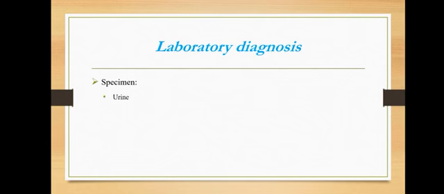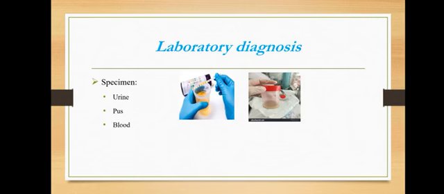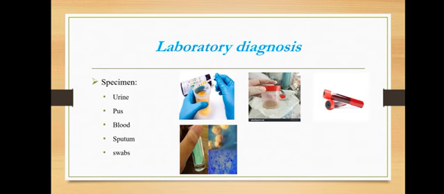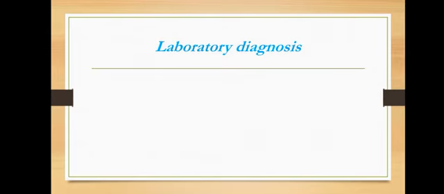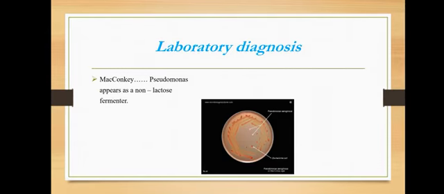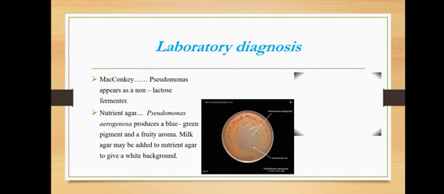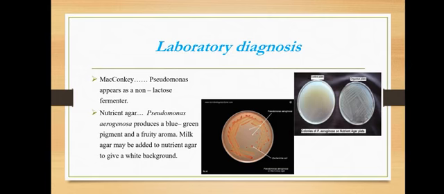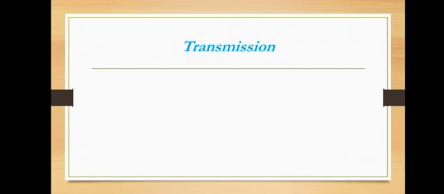Laboratory diagnosis: how can we diagnose this? Specimens from which we can diagnose this are urine, pus, blood, sputum, swabs, and others, cultured on MacConkey agar. On MacConkey agar, it appears as a non-lactose fermenter, and on nutrient agar Pseudomonas aeruginosa produces a blue-green pigment and fruity aroma. Milk agar may be added to the nutrient agar to give a white background.